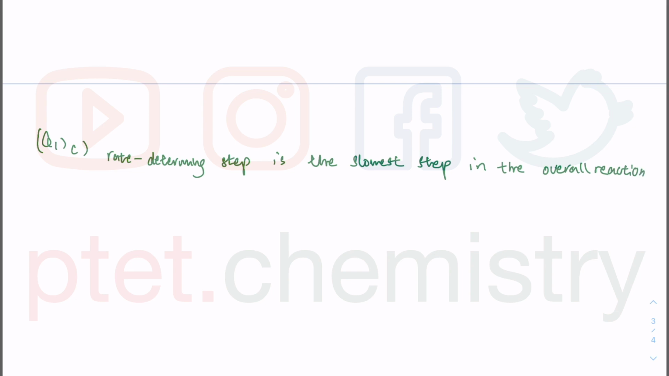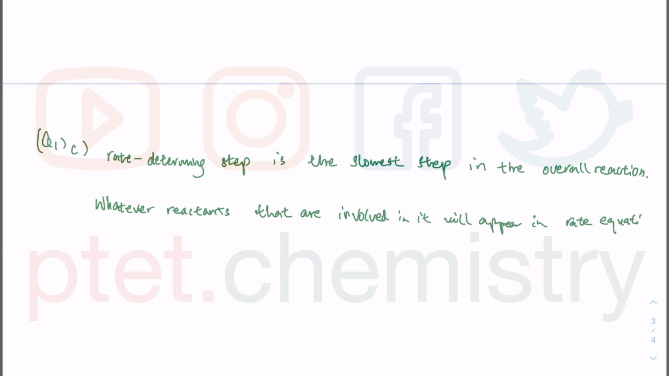And what is important also is whatever reactants are involved in the rate determining step will have their concentration appear in the rate equation. Okay, so whatever appears in the rate equation means that those reactants will affect the rate of reaction because they are part of the slowest step or the rate determining step of the reaction. Alright, so moving on to the next part of the question.